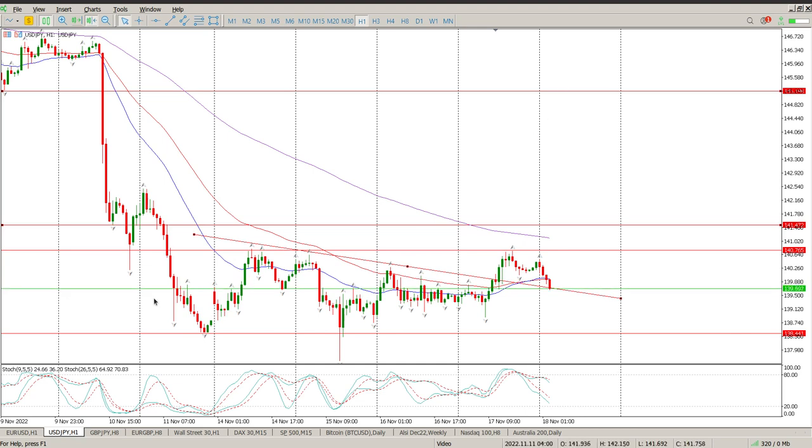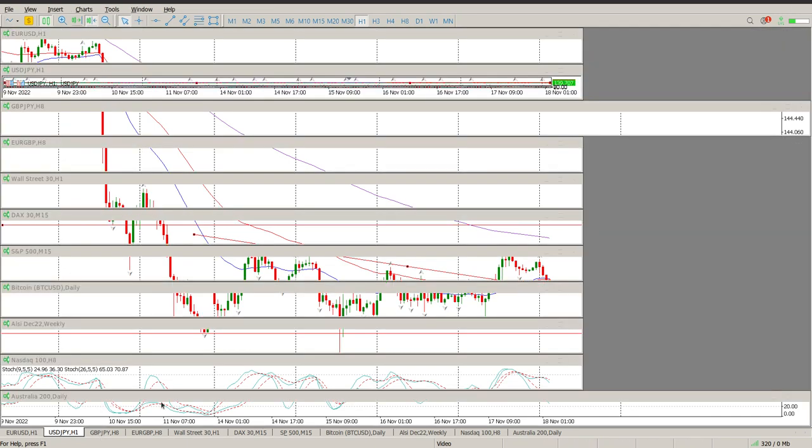So to be quite frank, until we break one of these two levels on this range, so in other words the upside or the downside, I'm sitting on the side. I don't trust what we're seeing right now.